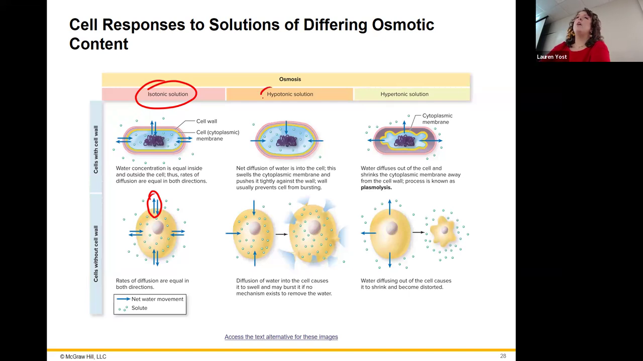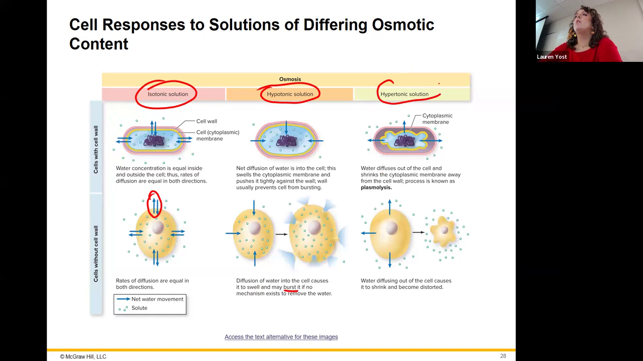If we have hypotonic, I put you into pure water and now your cell is swelling up, trying to dilute itself out, then you could burst easily if you don't have a cell wall to keep your shape. So, bursting.